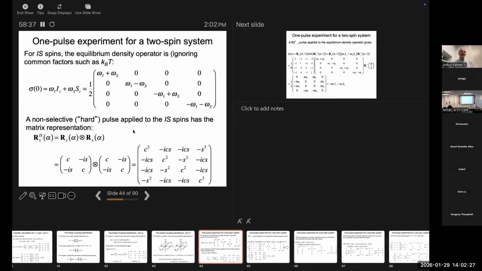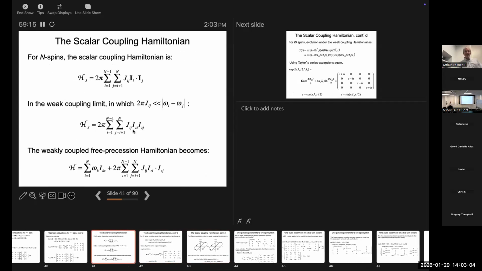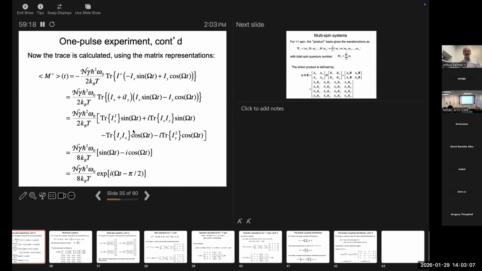So then we can go on and do just the one pulse experiment with 2 spins. So now our equilibrium density operator has to be 4x4. And again, these are just populations of the alpha alpha state, alpha beta, beta alpha, beta beta states, where I've kept the omegas just to keep the 2 spins separate from each other. But if I wanted the real populations, remember I have to put back in.